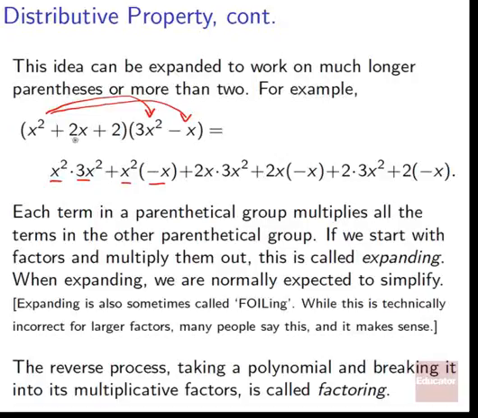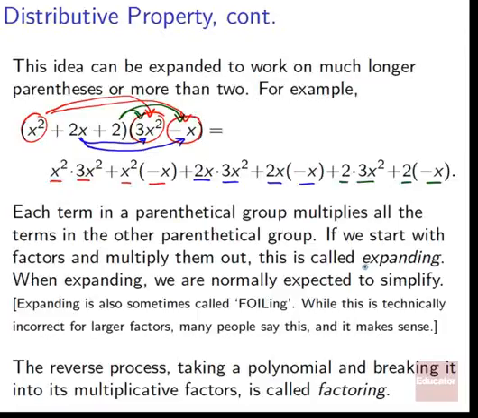Next up, we'll do 2x times 3x squared plus 2x times negative x. And then finally, we'll do 2 times 3x squared and 2 times negative x. Each term in the parenthetical group multiplies all the terms in the other parenthetical group, right? We've got x squared multiplying against 3x squared and then multiplying against negative x. So each term in the parenthetical group, one of the things in our parentheses, multiplies all the terms in the other parenthetical group. We start with factors and we multiply them out.